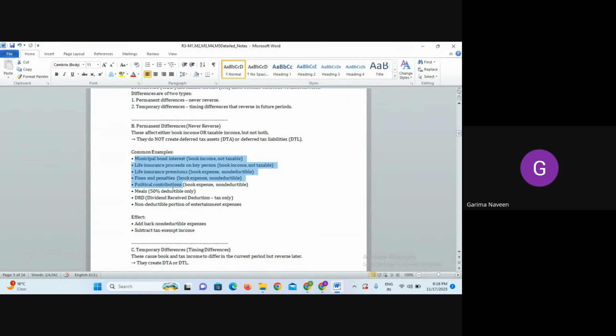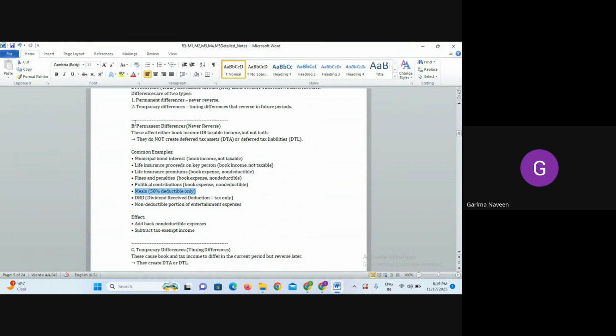So some of the examples are given here. Talking about meals, what do you think? Since meal expense is only 50% deductible for tax purposes, the other 50% will be a permanent difference or a temporary difference? Can you deduct the additional 50% in the next years? No. Okay, so that means it is a permanent difference.